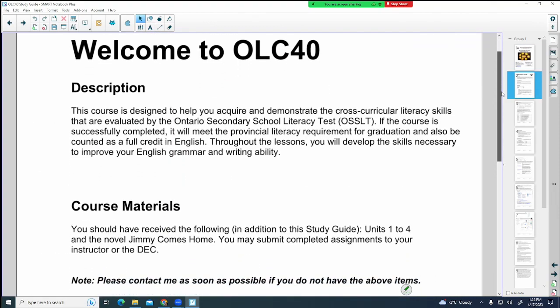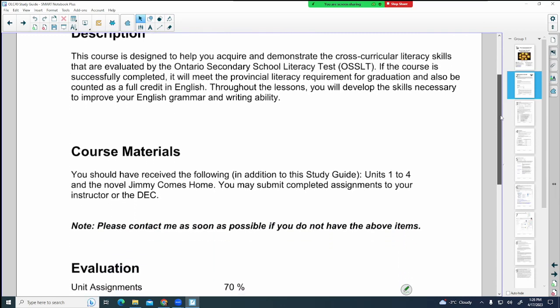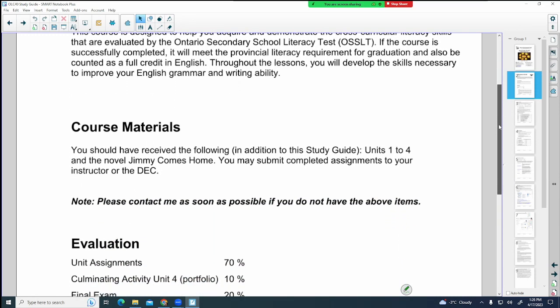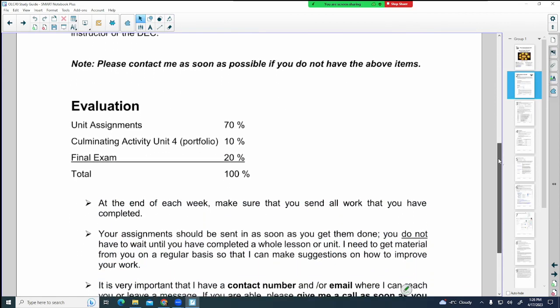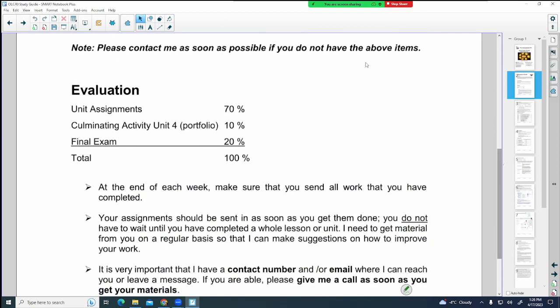So we've got a description of the course, which is taken from the Ministry of Education's official curriculum documents. We've got the course material, so again, you need Units 1 through 4 and the novel Jimmy Comes Home, in addition to the study guide. All right, here's the evaluation. This is very important to keep in mind. So your unit assignments are worth 70% of your final grade in this course.